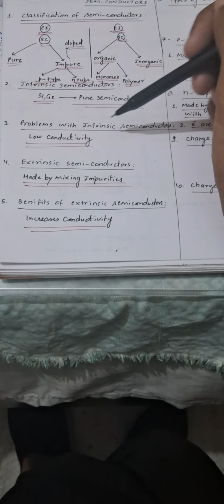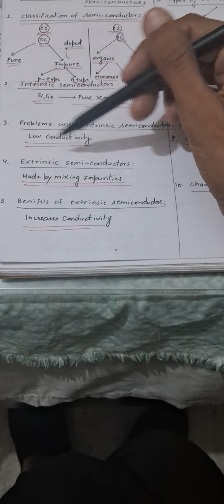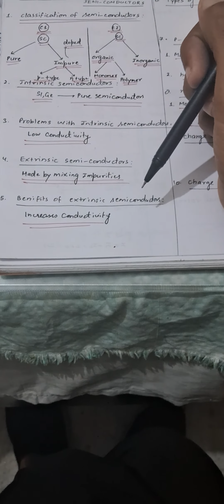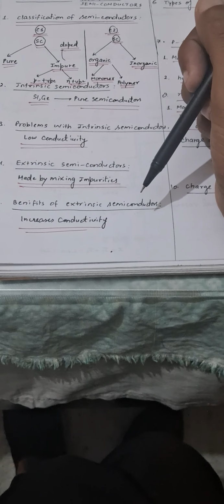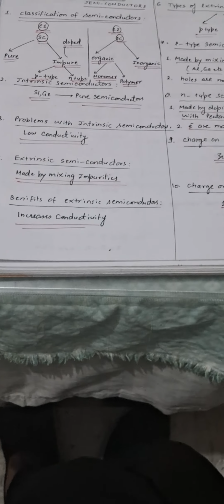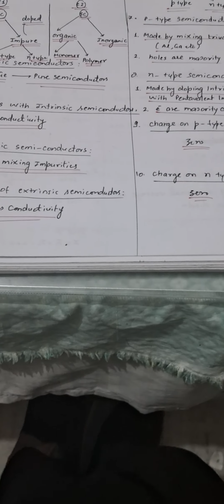The problem with intrinsic semiconductors is that they have very low conductivity. Then extrinsic semiconductors come into play, where they have significant conductivity which can be exploited in many technical applications, and they are used as a junction diode, maybe as a transistor, maybe as a Zener diode. So they find a variety of uses in the technical field.